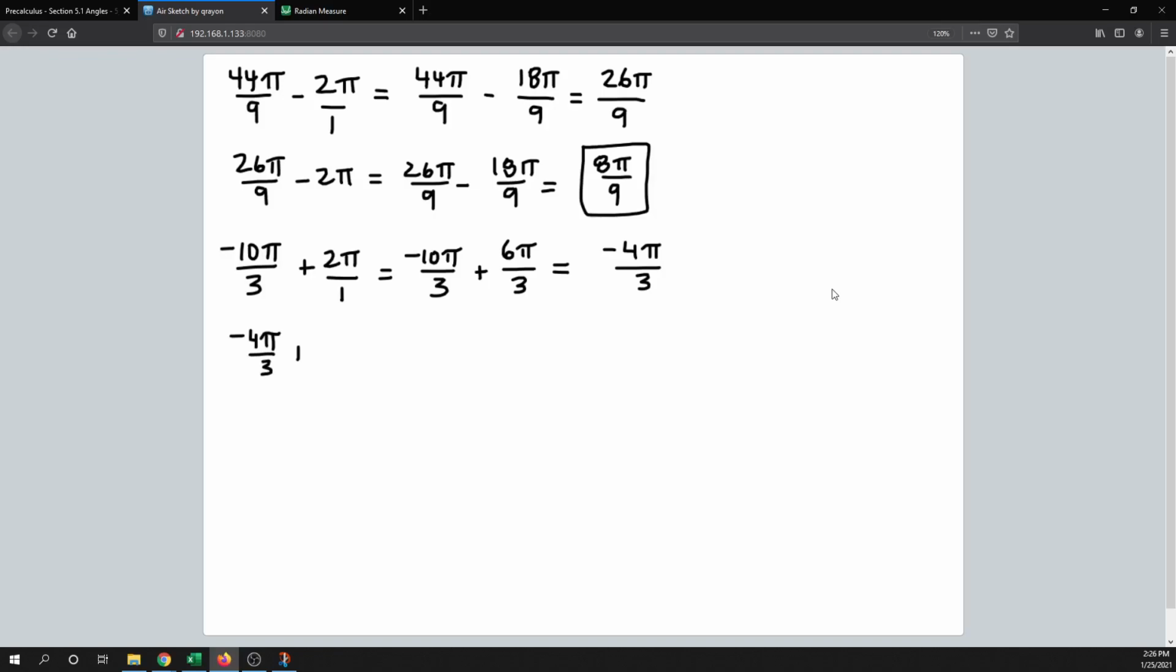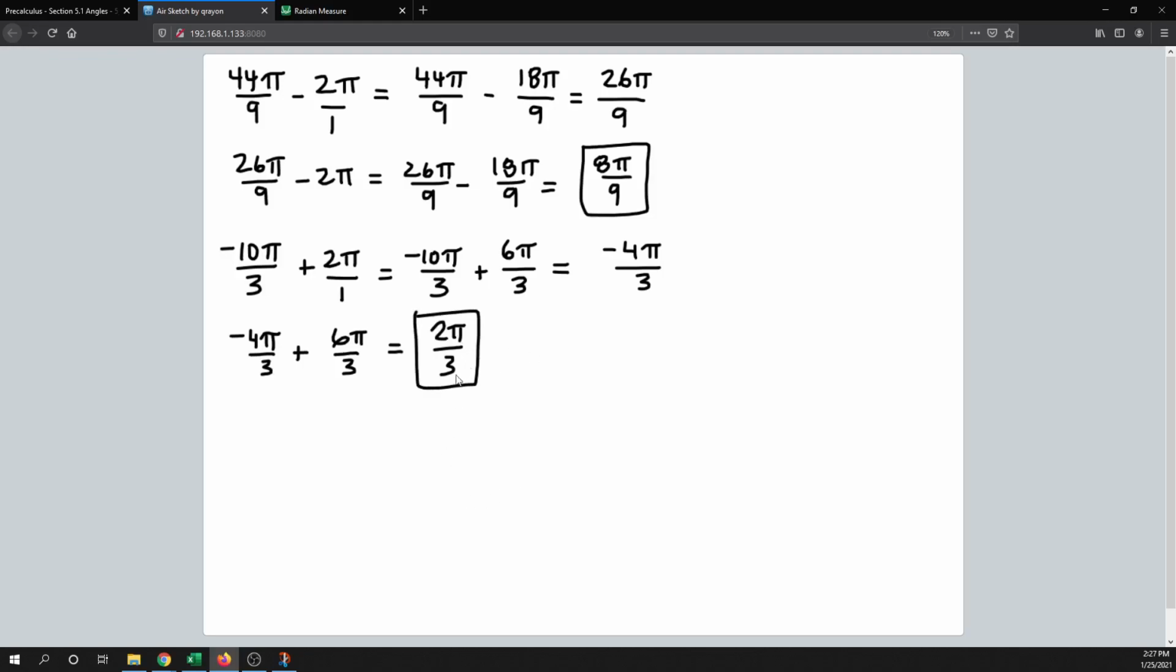And I'm just going to go ahead and cut to the chase and add what I know I need to add, which is 2 pi, but written in this form, 6 pi over 3. And then I add two fractions with common denominators by adding the tops. Negative 4 pi plus 6 pi is 2 pi. And keeping the same denominator. So 2 pi over 3 is definitely between 0 and 2 pi. And so that is our answer.